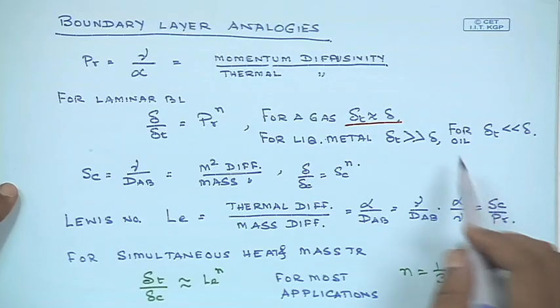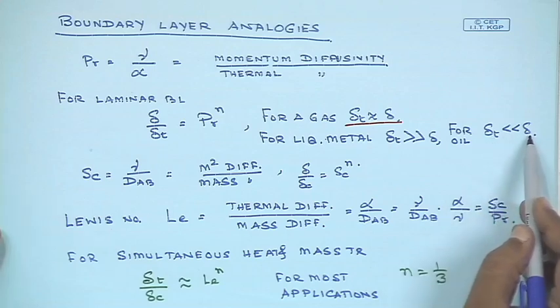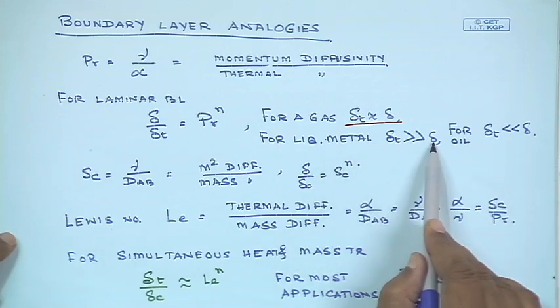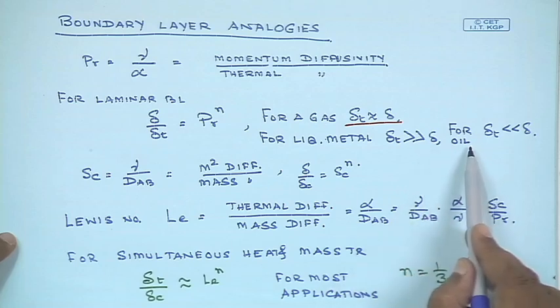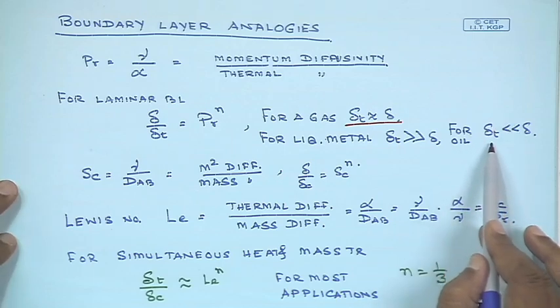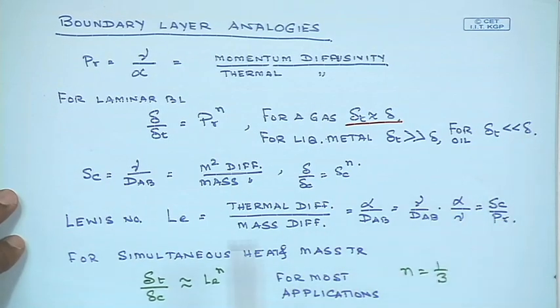On the other hand, if you have the case of an oil, for example, for any oil, this thermal boundary layer is going to be very thin compared to the hydrodynamic boundary layer. So, we have two extremes: a liquid metal, high thermal conductivity, delta T is going to be very large compared to delta. For oil, with a low K and a large value of rho, the thickness of the thermal boundary layer is going to be less than the thickness of the hydrodynamic boundary layer.